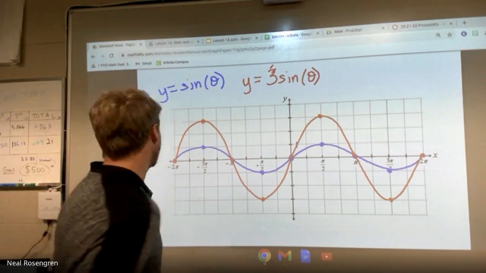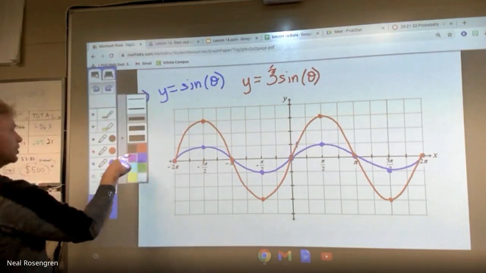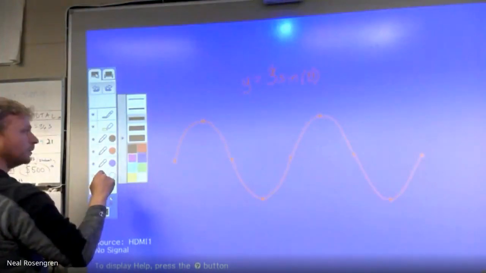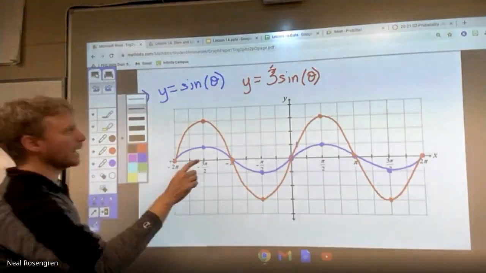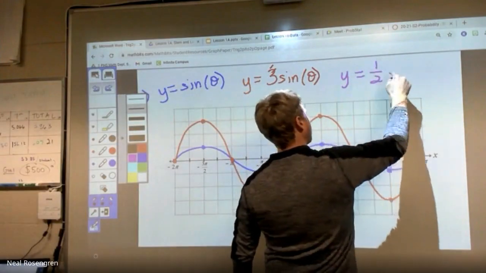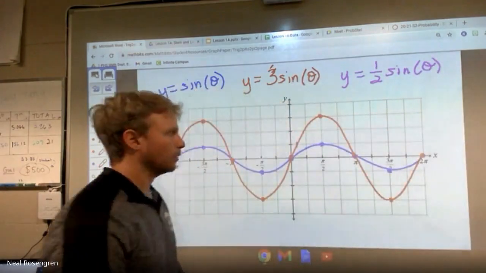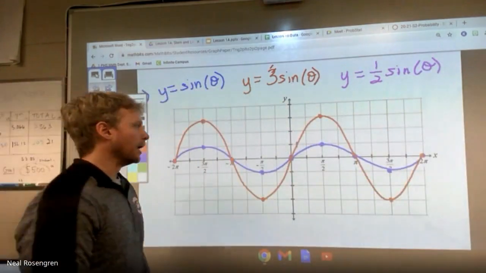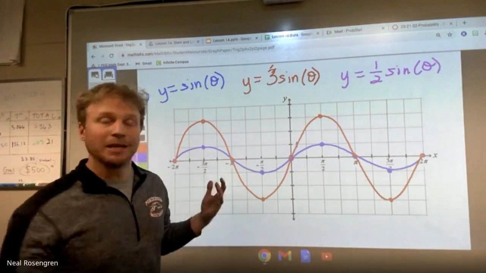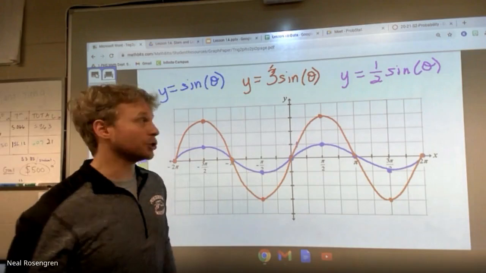Cool. Let's do one more. I'm gonna switch colors one more time. I think the purple kind of showed up nice yesterday. I'll stick with the same thickness though. And let's make an amplitude of 1/2. Something that fits in this graph, but we'll have to do some estimating sometimes, right? There's no 1/2 line here. And I really didn't have a choice.